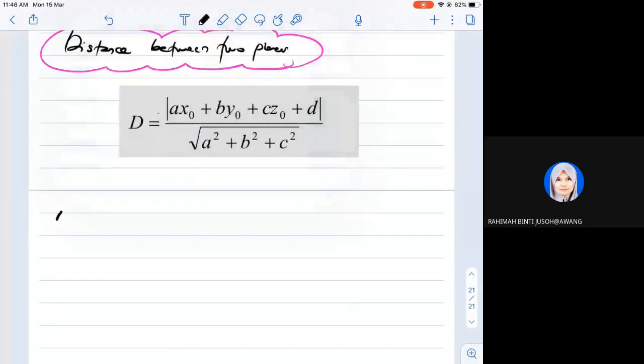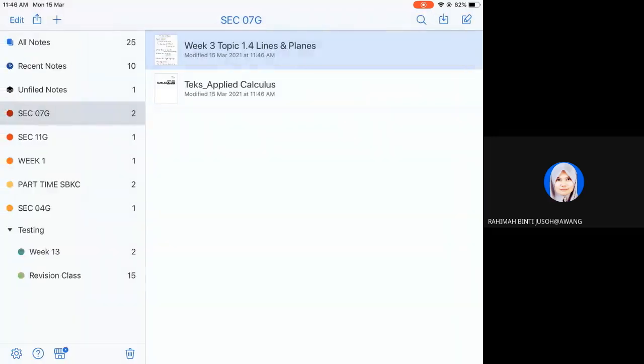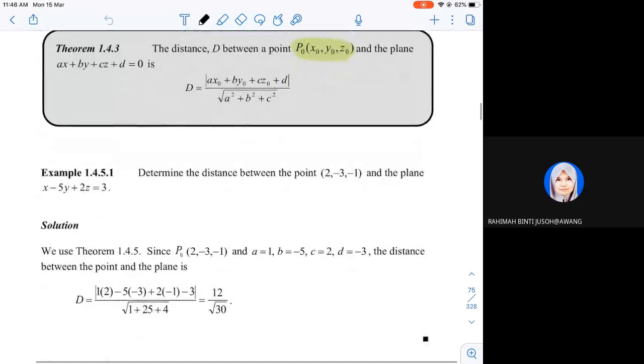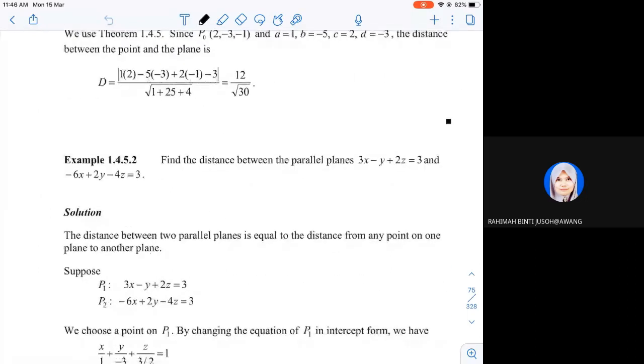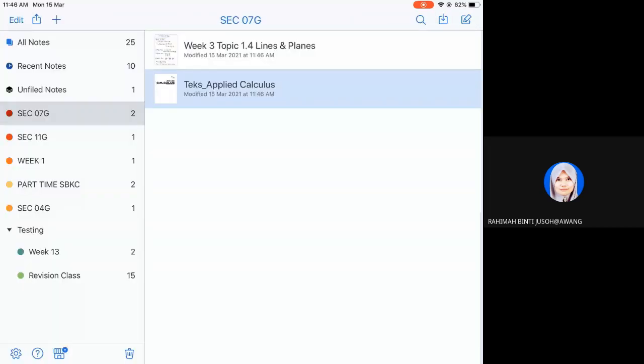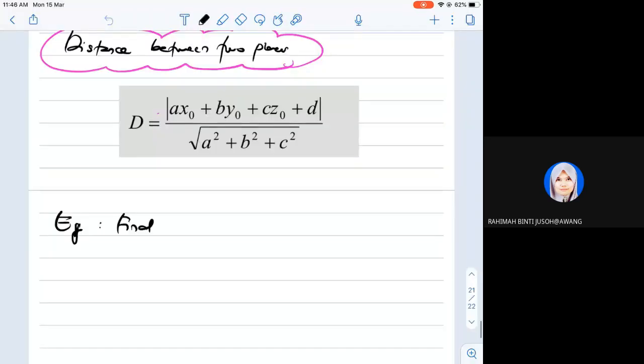Find the distance. Saya nak bagi soalan yang sama macam example 1.4.5.2. Okay, sama macam soalan ni, tapi saya akan change the equations lah. Find the distance between the parallel planes.